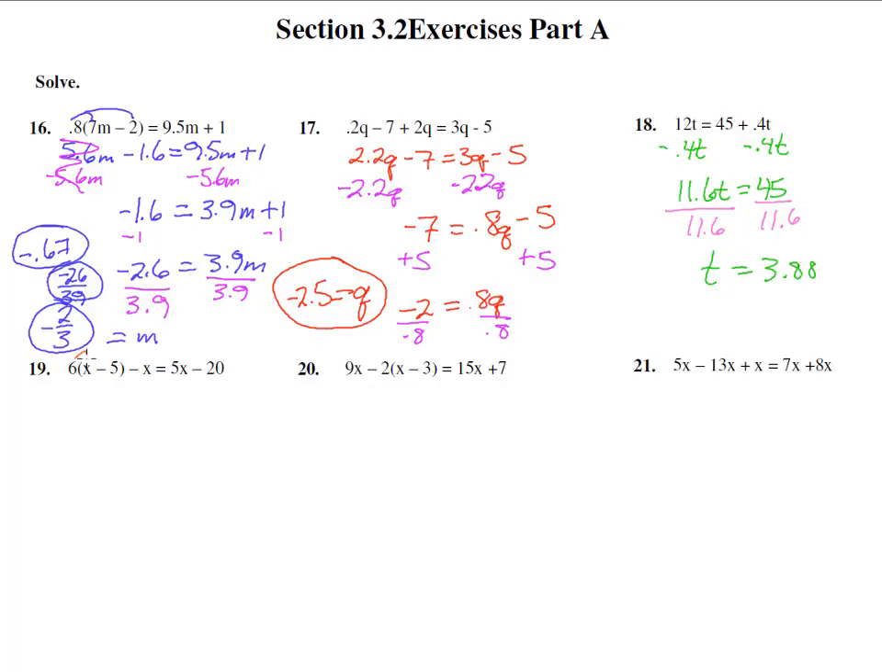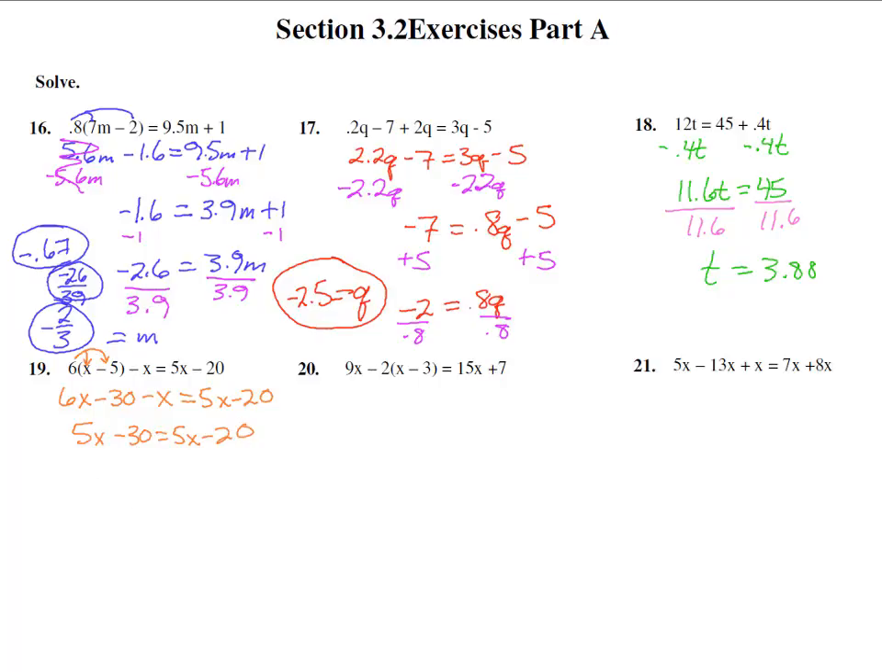Well, let's jump in and distribute to get rid of the parentheses. So we have 6x minus 30 minus x on the left-hand side of the equation equals 5x minus 20 on the right-hand side. We've got multiple x's around. Let's simplify what we can. What's 6x minus x? 5x on the left-hand side minus 30 equals 5x minus 20.